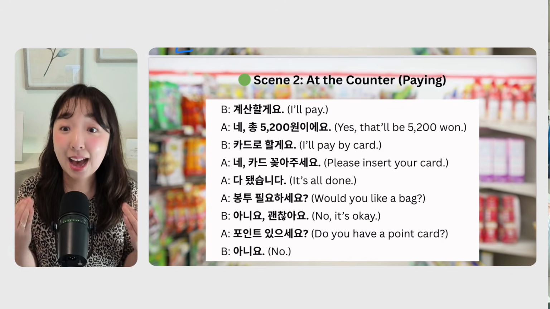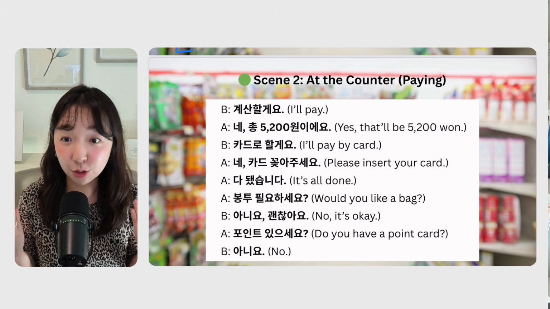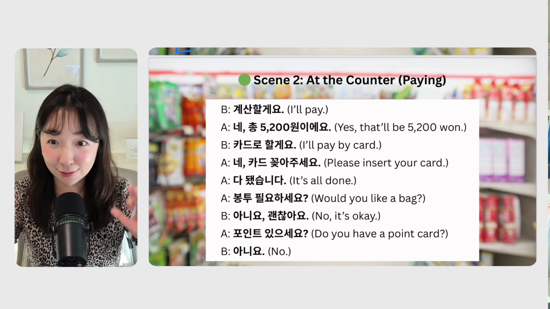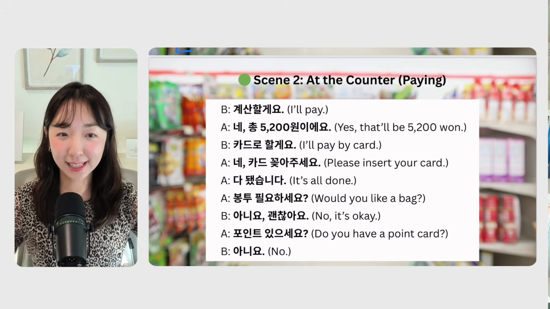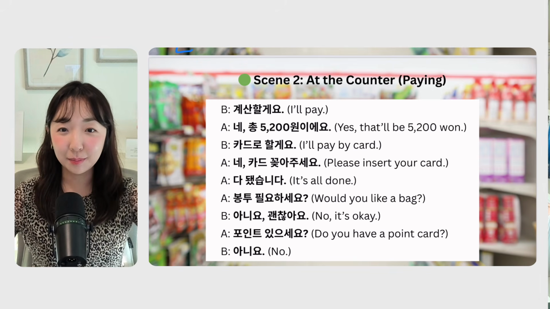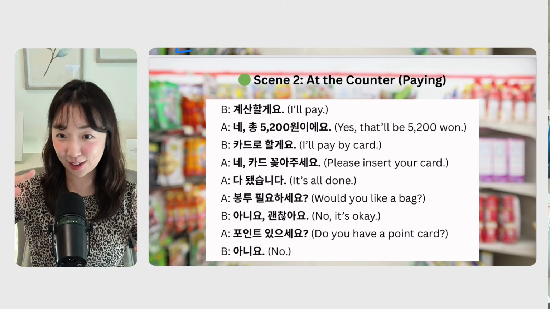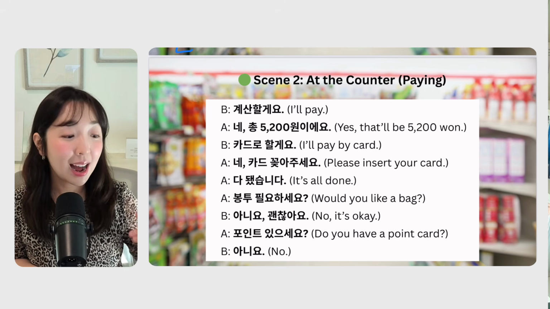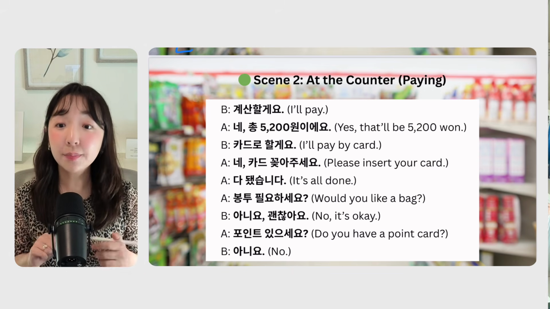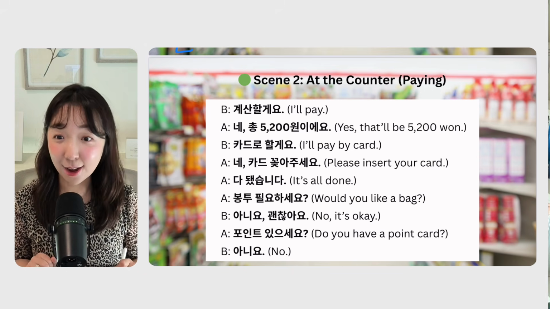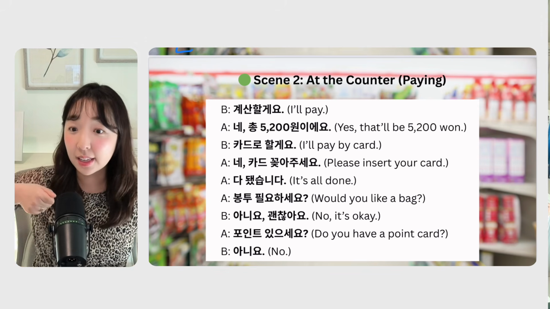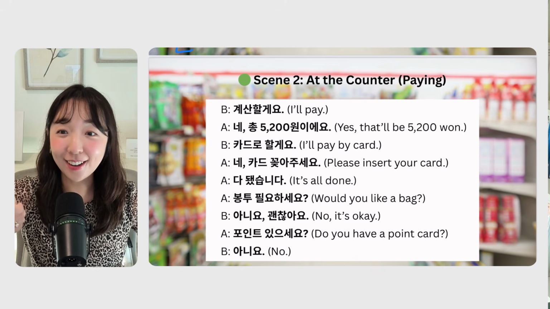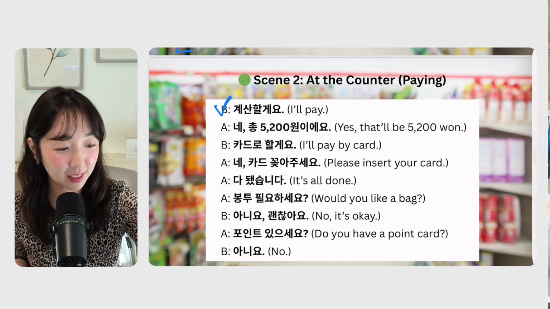This is at the counter. Now you're done picking your cup noodle, you're ready to pay, and they're gonna ask you some questions, and I wanna help you with this conversation. So scene 2, at the counter, you're paying. B is you, A is the counter person. You start first. Shadow me. 계산할게요. So you're taking out your wallet. 계산할게요. I'll pay.